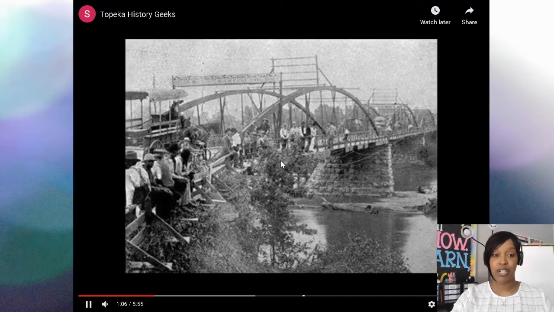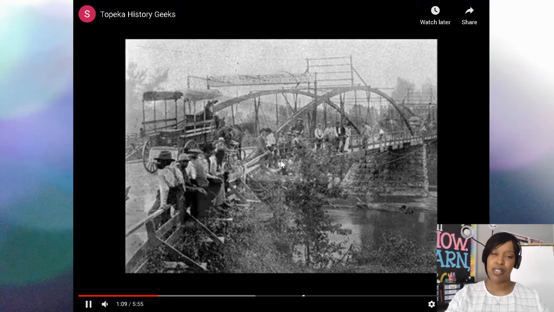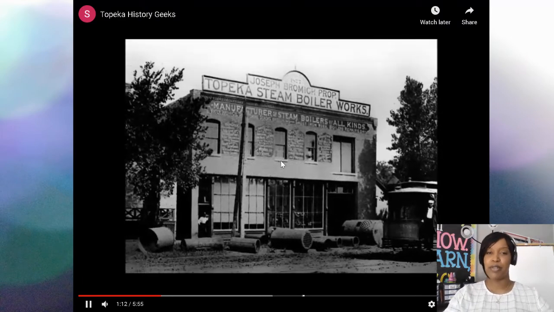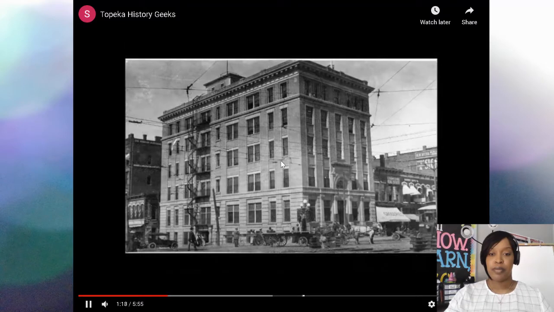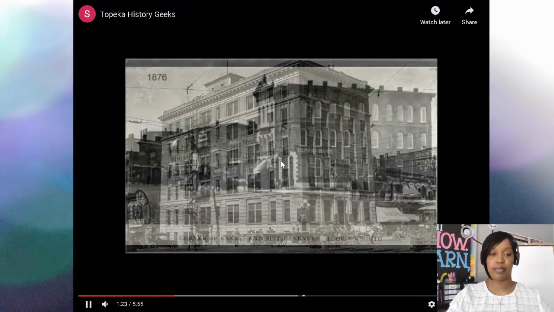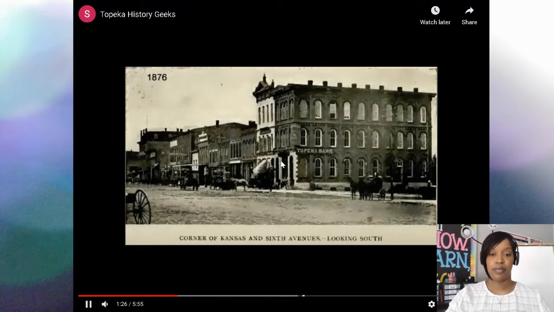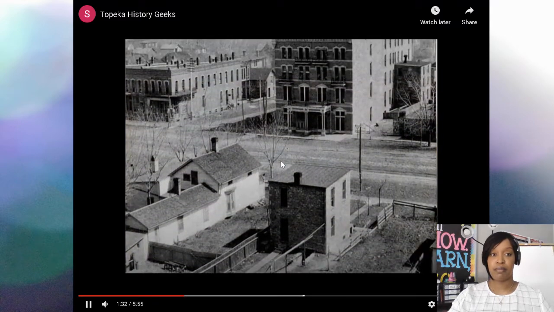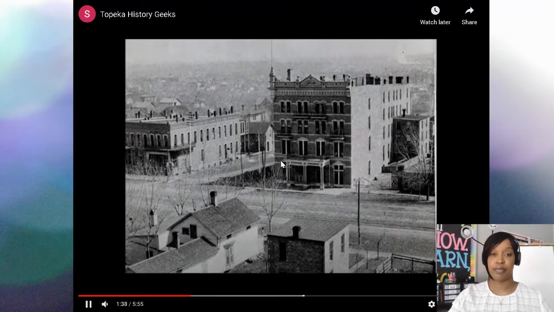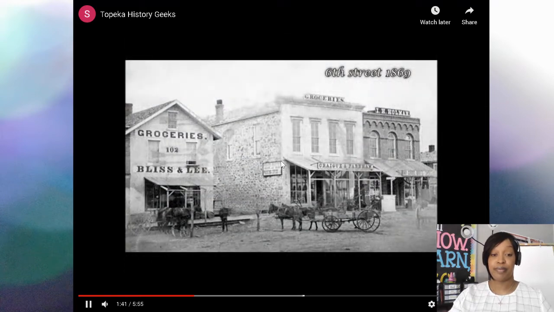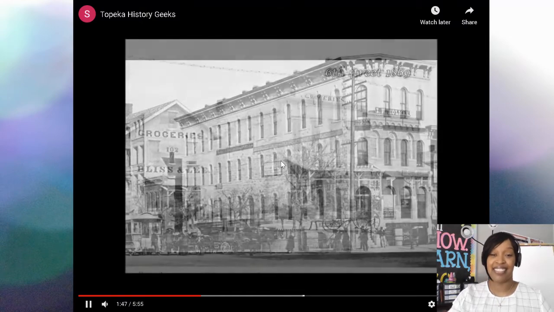Lots of men on the bridge. I wonder what they're doing there. Maybe taking a break from work? So this picture was taken in 1869.